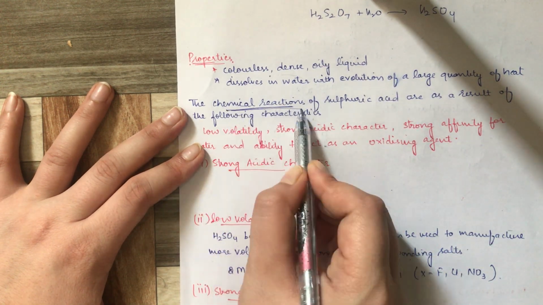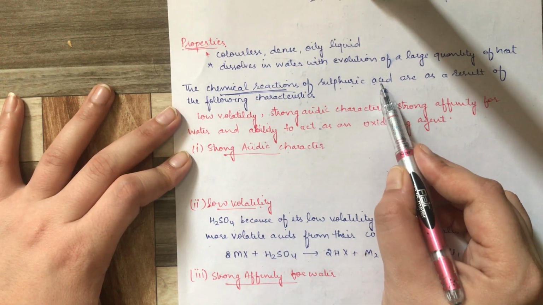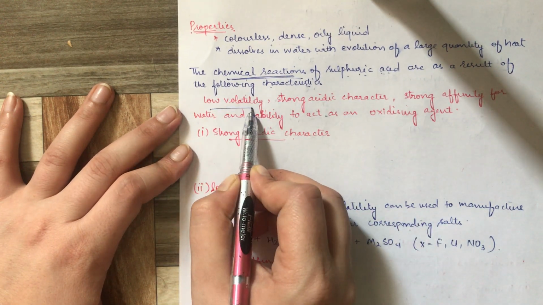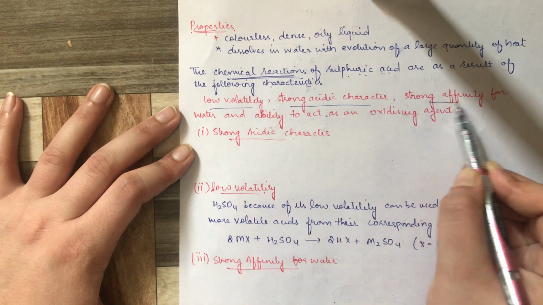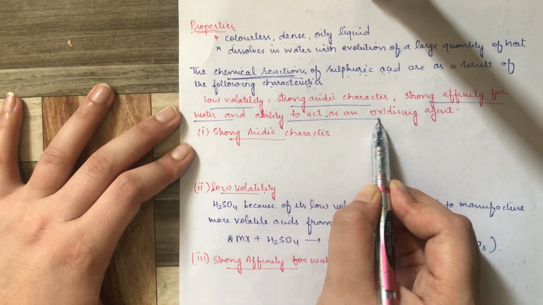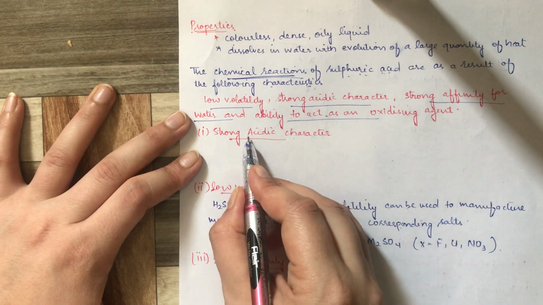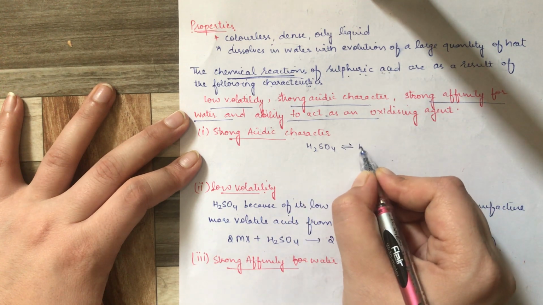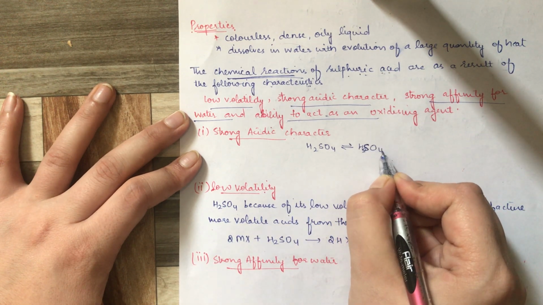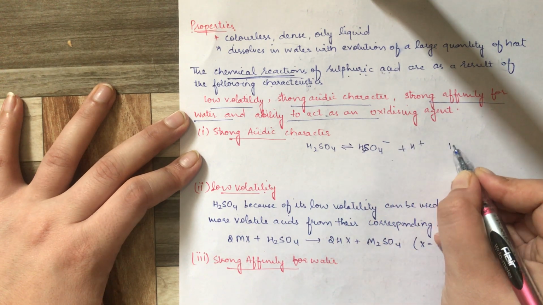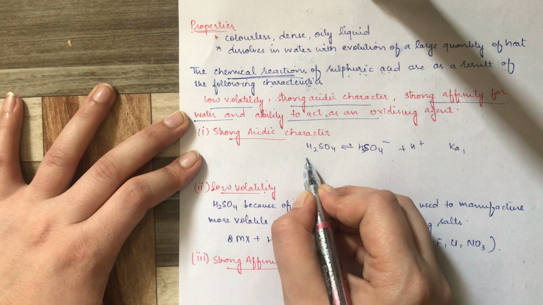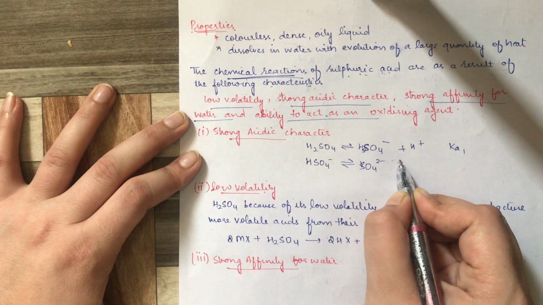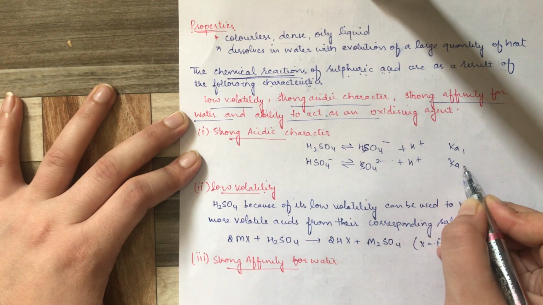Why are its chemical properties more important? The reactions of sulfuric acid are a result of the following characteristics: its low volatility, strong acidic character, strong affinity for water, and ability to act as an oxidizing agent. If we talk about strong acidic character, H2SO4 dissociates to give HSO4- plus H+. It has Ka1, the dissociation constant. HSO4- loses another H+.